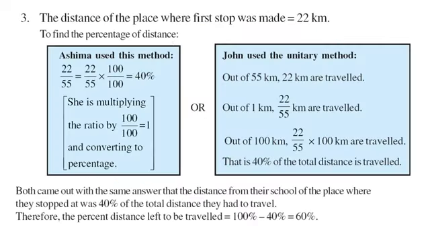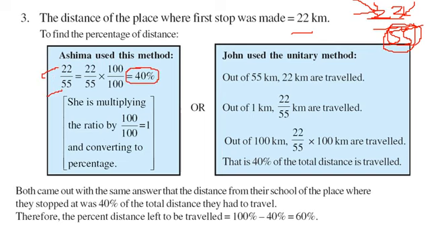And now the distance of the place where the first stop was made is 22 km. So what is the percentage of it? So 22 is the first distance, and 55 is the overall distance. So the required or specified distance divided by the total distance, the ratio is going to give you the percentage. So 22 by 55, you get 40% is the distance. So actually she is multiplying the ratio by 100 by 100, which is 1, and converting it to percentage.